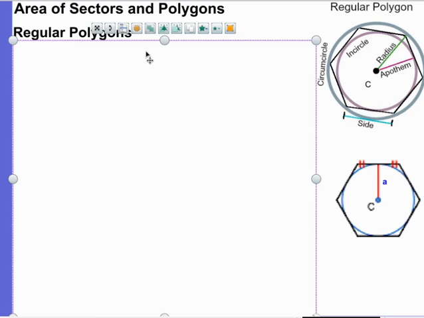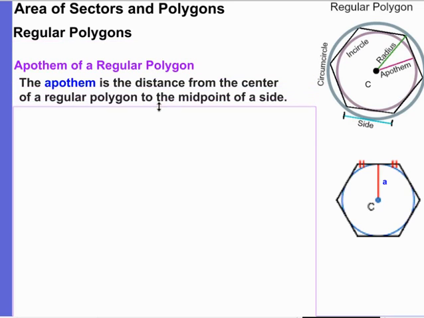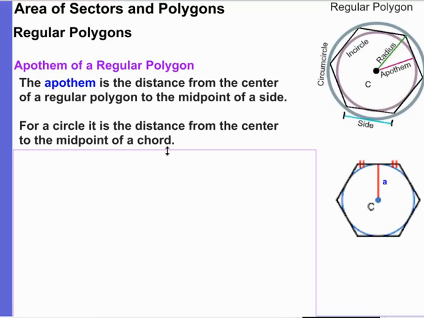Okay, so let's reveal some of the things that I just said to you. Okay, so the apothem of a regular polygon is the distance from the center of a regular polygon to the midpoint of a side. So here is my apothem, and here's my midpoint. For a circle, it is the distance from the center to the midpoint of a chord.